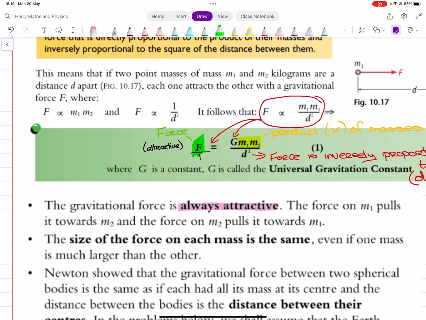The only way it's felt is if at least one of the masses involved is really large. So that's why we feel the gravitational force between, say, me and the Earth, because the Earth's huge. But I wouldn't feel the gravitational force between me and a person standing beside me because both of our masses are just too small.